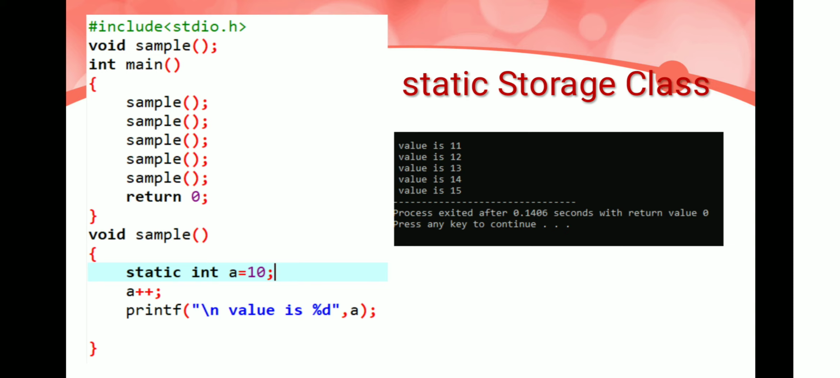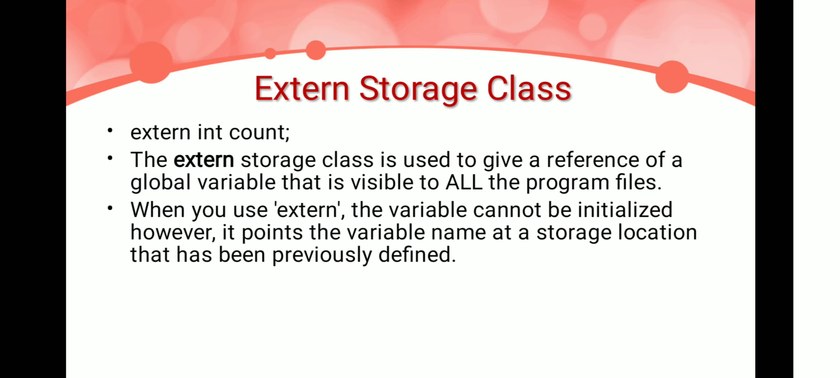So the basic difference between a normal variable and a static variable is, for a normal variable, once the function is completed, the variable's life is going to end. But for a static variable, the life is going to continue though the function's life has ended. There is a difference between a static and a normal variable. Then here comes the last one, extern.